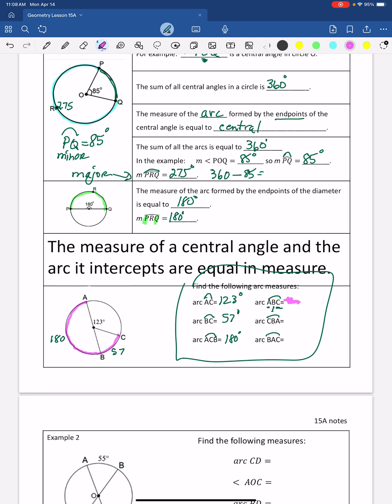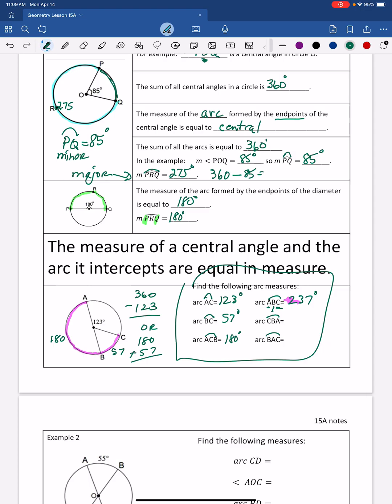So there are two ways that you can do it. You can add 180 plus 57. So arcs can be added just like angles can. 180 plus 57, or I can take the total, because I want all of the circle except 123. So I could take 360 minus the 123, or I can take 180 plus 57, and both answers will be the same, and in this case, 237 degrees.